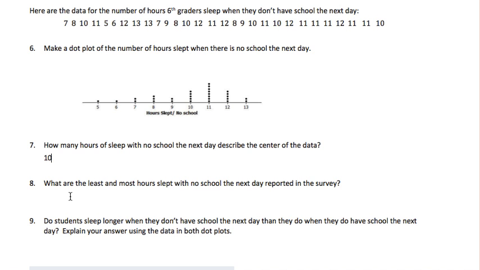What are the least and most hours slept? Least is 5, and the most is 13. Those are very easy to answer because we can see. Do students sleep longer when they don't have school the next day than they do when they do have school the next day? And we can certainly answer they do sleep longer.